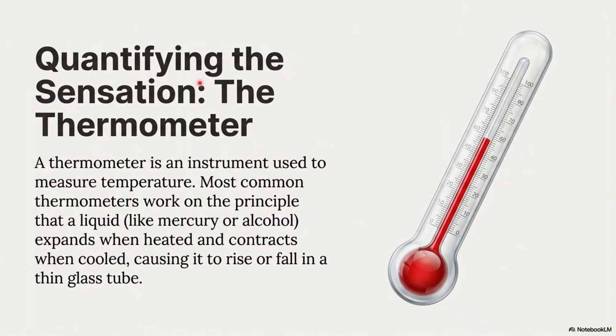Children, quantifying the sensation: the thermometer. A thermometer is an instrument used to measure temperature. Most common thermometers work on the principle that a liquid, mercury or alcohol, always mercury, expands when it is heated and contracts when it is cooled, causing it to rise or fall in a thin glass tube. See here, this is mercury. This is a liquid inside the thermometer.